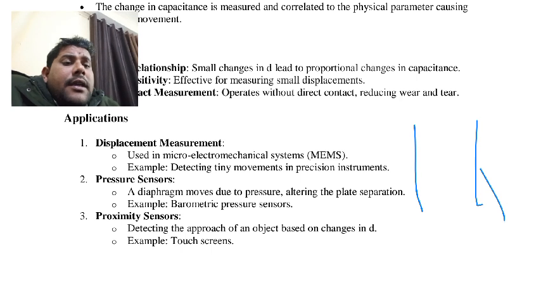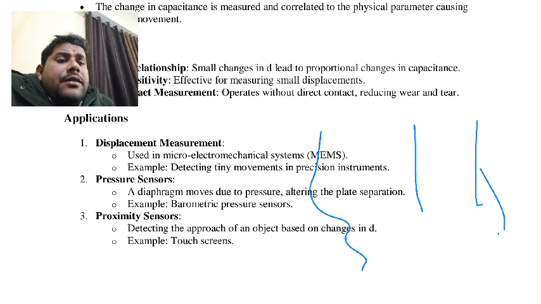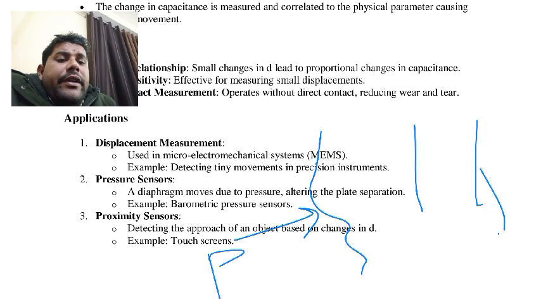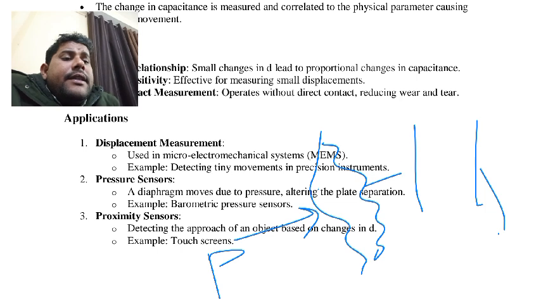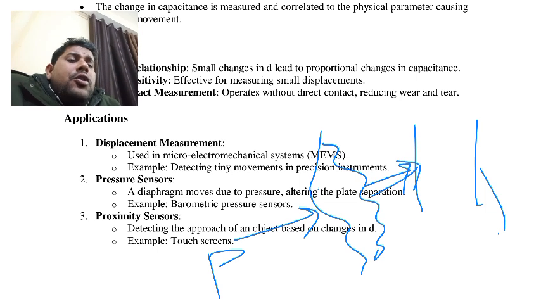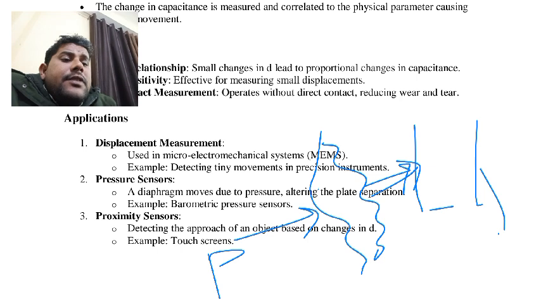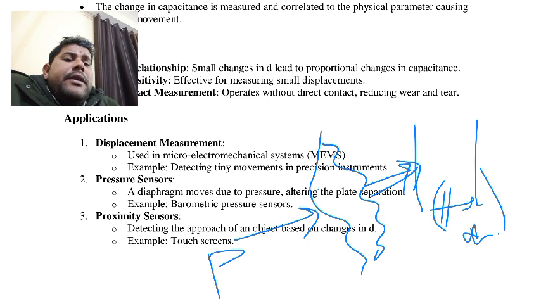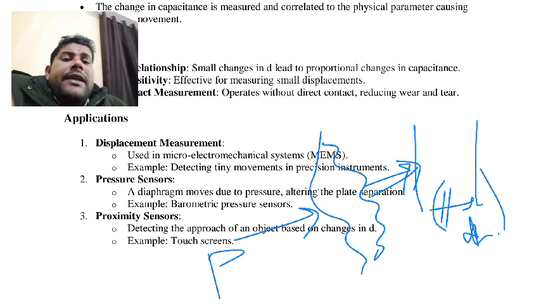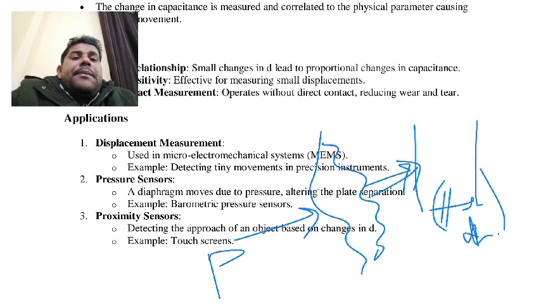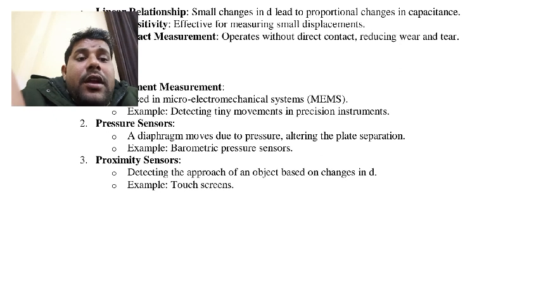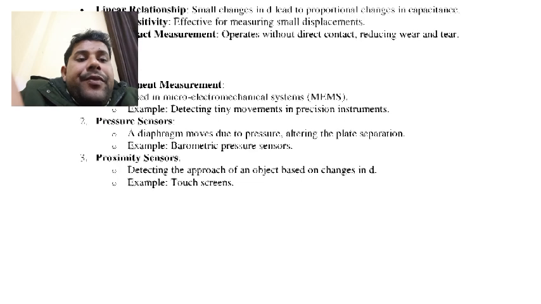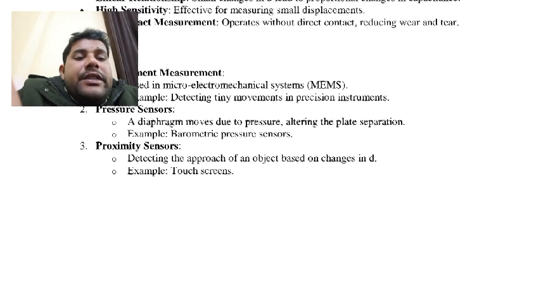This is the capacitance, and this is the diaphragm. When pressure is applied here, the diaphragm deflects in this way, and that deflection is connected to this plate. So the distance between the plates changes. In this way we can measure the pressure in terms of change in capacitance. Next, we can use it for proximity sensing, detecting the approach of objects based on a change in capacitance.